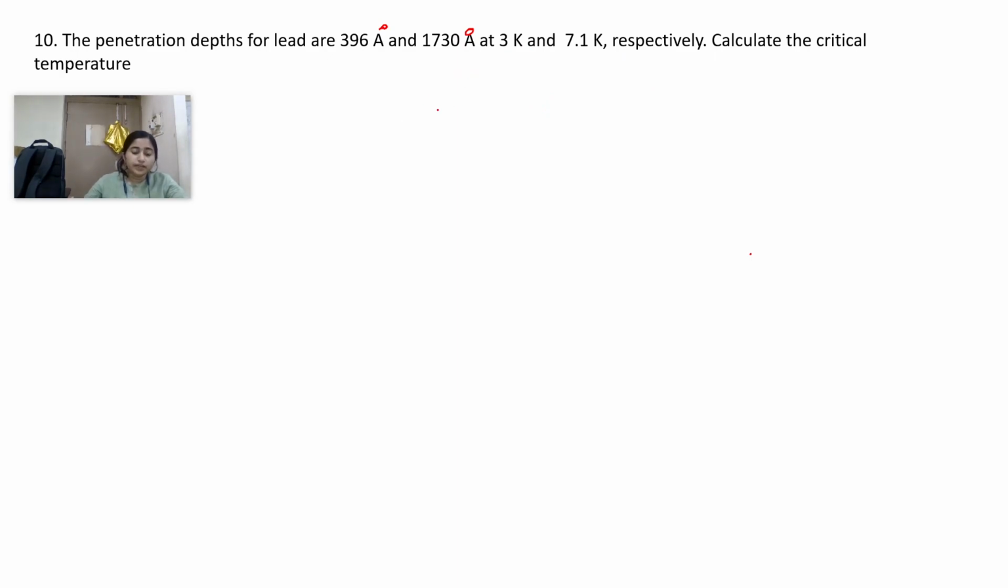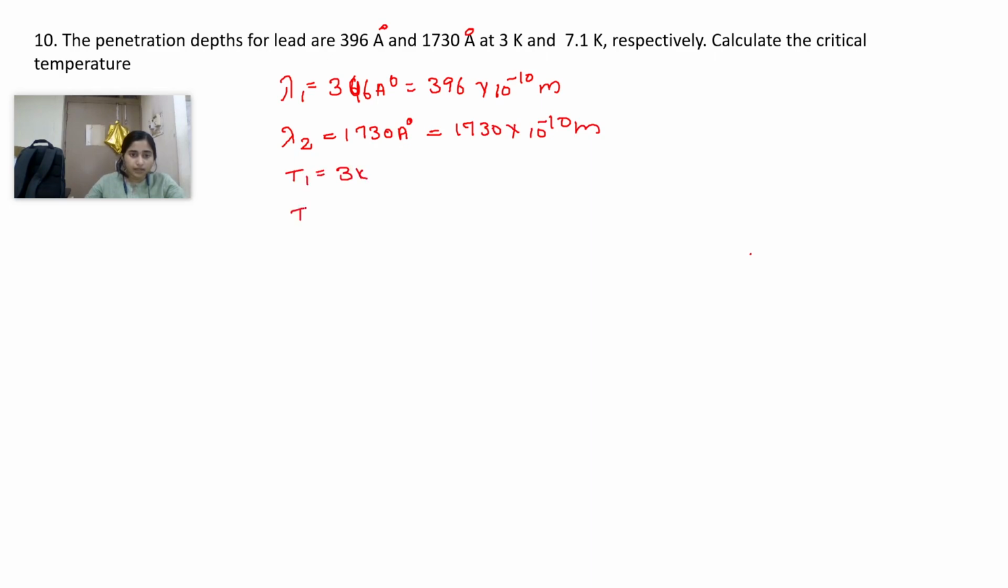So first, let us write what the parameters given are. Lambda 1 we can take as 396 angstrom, so it will be 396 times 10 to the power minus 10 meter. Lambda 2 is 1730 angstrom, so it will be 1730 times 10 to the power minus 10 meter. The temperature T1 is 3 Kelvin and the temperature T2 is 7.1 Kelvin. These are the parameters given.